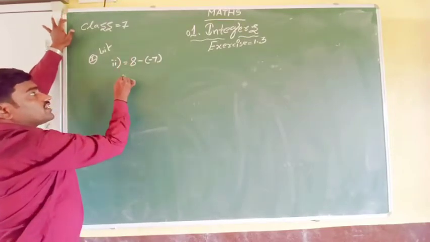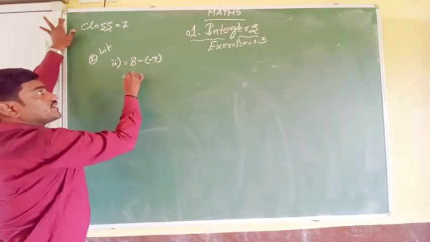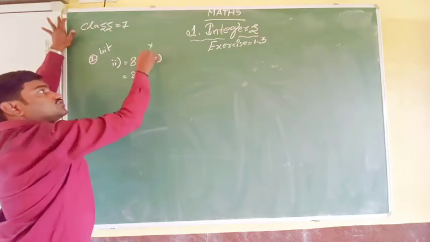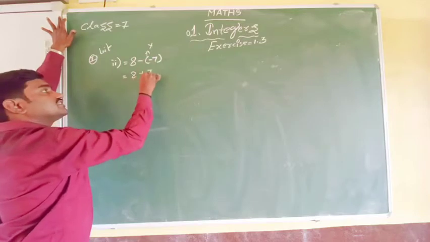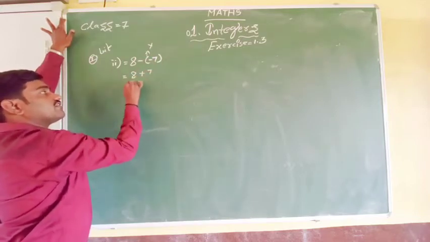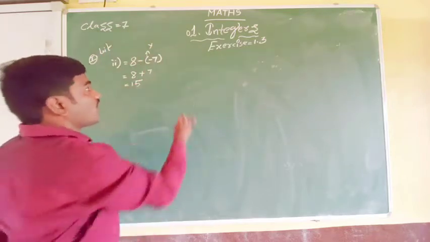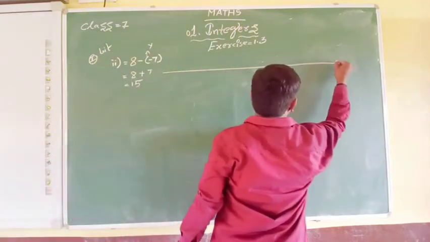So before that, let us see once what answer we get here. 8 minus, this half will tell us, into minus is plus, that is 7. 8 plus 7 will give us 15. So will we get the same answer on the integer number line or not? Let us see here.